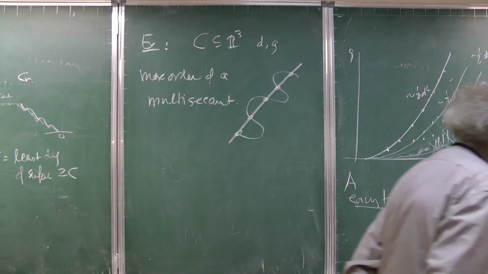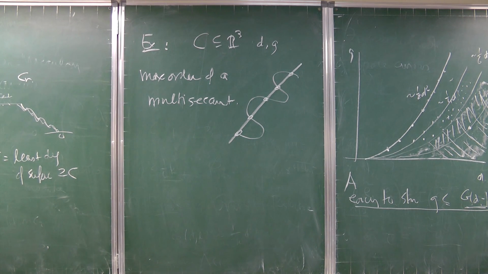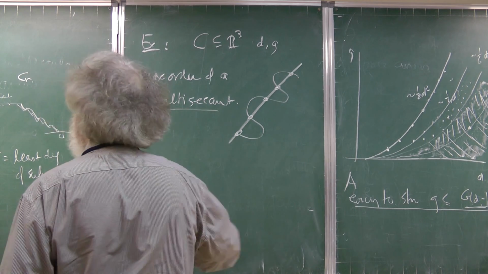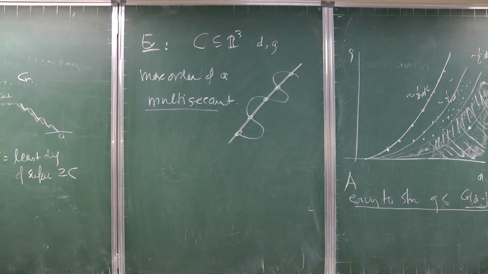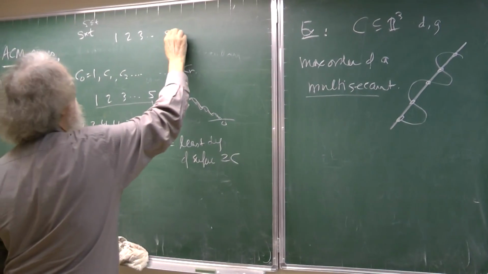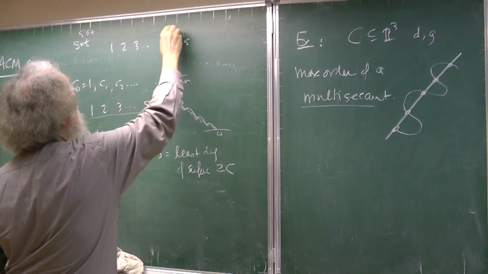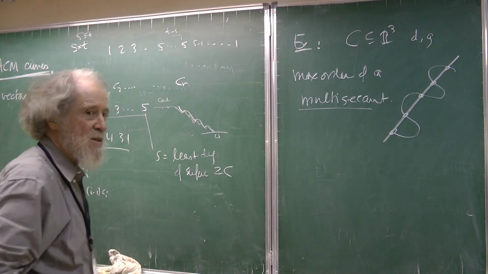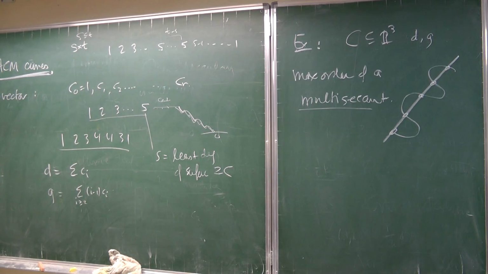Is it obvious for a complete intersection? You have a complete intersection, and the line meets it many times. As soon as a line meets it enough times, for a multi-secant, for a complete intersection, it's easy. I can tell you, if you have a complete intersection of S cross T, with S less than or equal to T, its H vector must be 1, 2, 3, up to S, then T minus S copies of S, and then S minus 1, and back down to 1. So that's the H vector of the intersection.